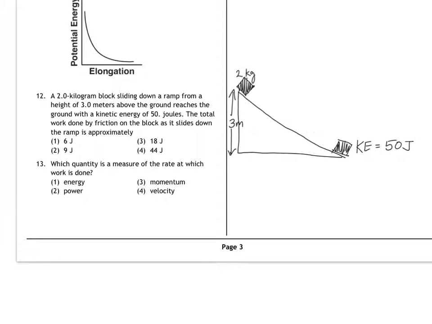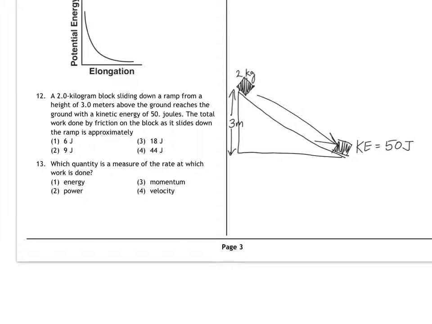So we have our block here, it slides down the ramp. When it gets to the bottom, it has 50 joules of kinetic energy. And they want to know how much work has been done by friction. So the best way to think about that is to think about how much energy it should have had when it got here had there been no friction. And then we'll look at the difference between that value, and that'll give us the work that was done by friction. So I recommend actually solving for the potential energy of the block at its 3-meter height up here.